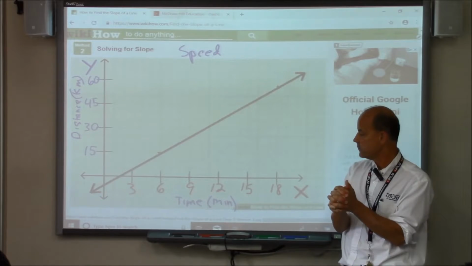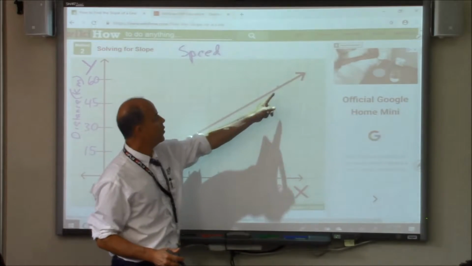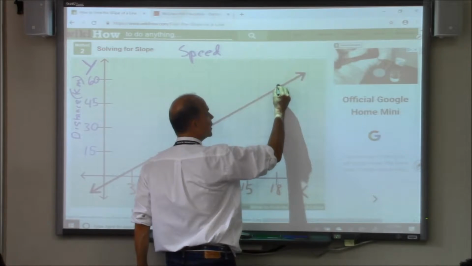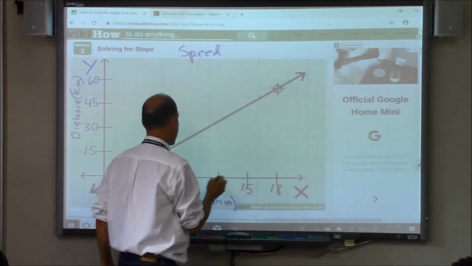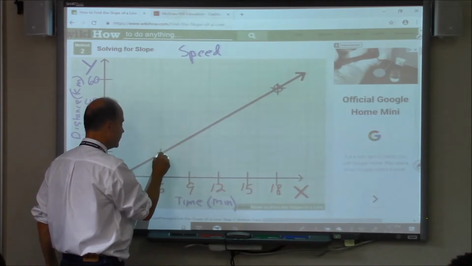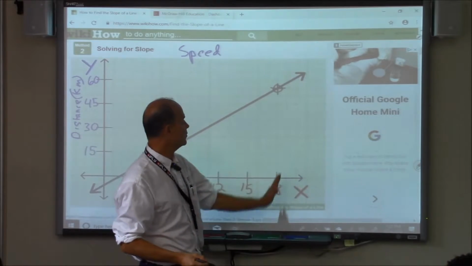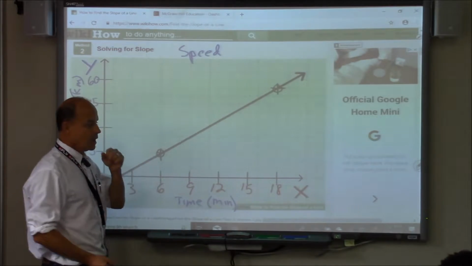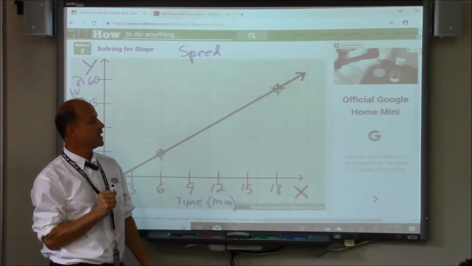So the first step says to pick two points on the line that fall right on the grid. Again, you might not be able to see it, but there is an intersection of grid points right there, and there is an intersection of grid points right there. I picked those two points because there's an intersection of a grid point, and it lines up on one of these integers. Step 2, write the coordinate pairs next to those points.